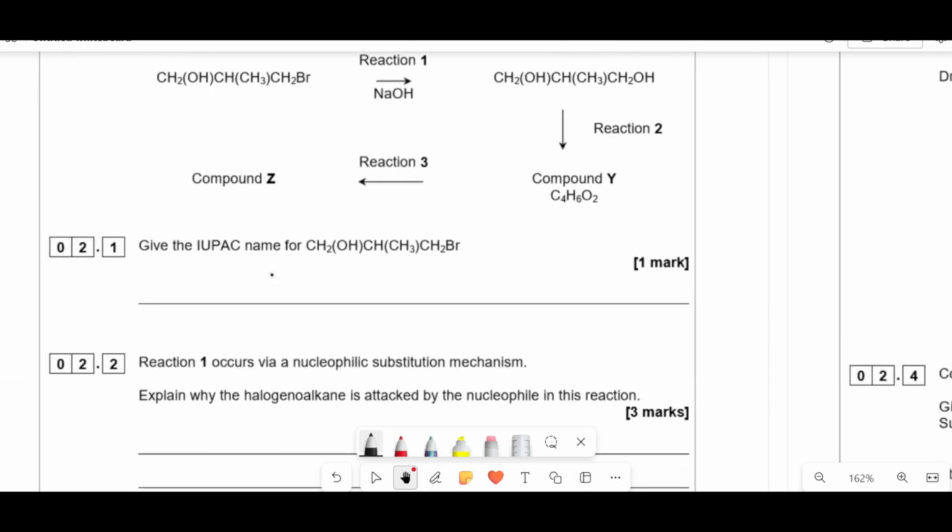Fine. Now, it says give the IUPAC name for CH2OH, CH3, CH3, CH2Br. So if we have a look, it's 1, 2, 3 with a methyl on it, right? So that means it's going to be propan something. Now our options are that we have bromo or an alcohol here, right? The alcohol takes precedence. So this is going to be on the first carbon, so it's propan-1-ol, right? And then what do we have on it? So propan-1-ol, we have 2-methyl and then 3-bromo. There you go. 3-bromo-2-methylpropan-1-ol.